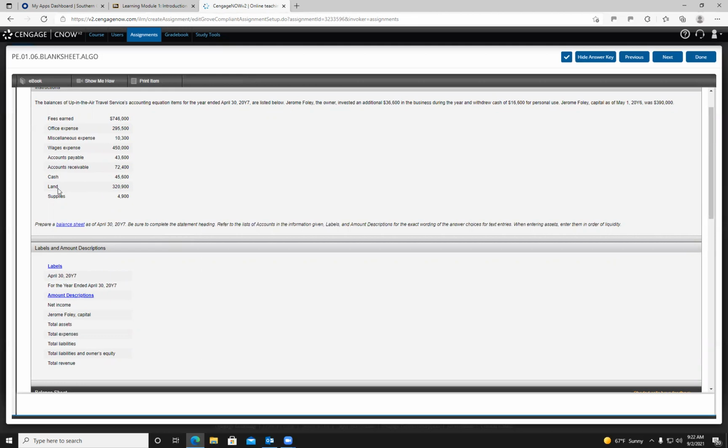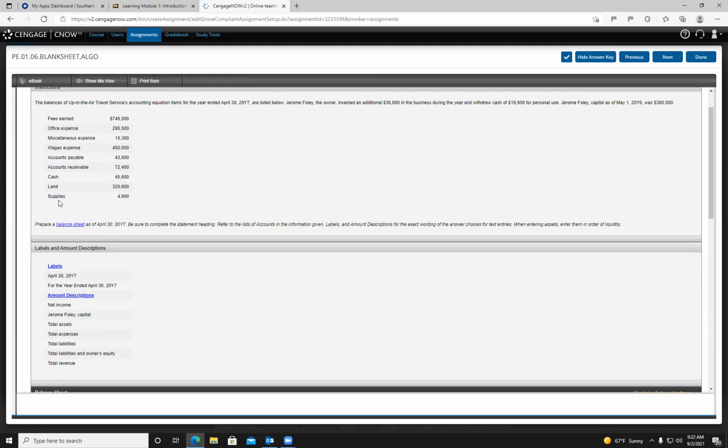So looking at here, your fees earned and your expenses is what shows up on the income statement, not on the balance sheet. So we're coming down here and we have accounts payable. Well, that's a liability. Accounts receivable, that's an asset. Cash, that's an asset. Land, that's an asset. And supplies, that's an asset.